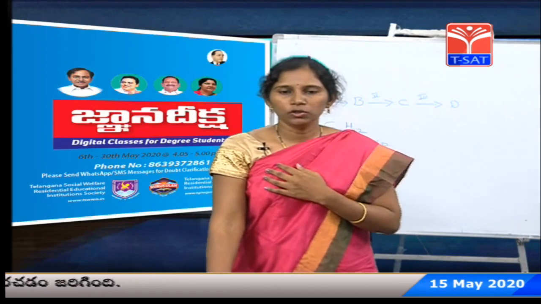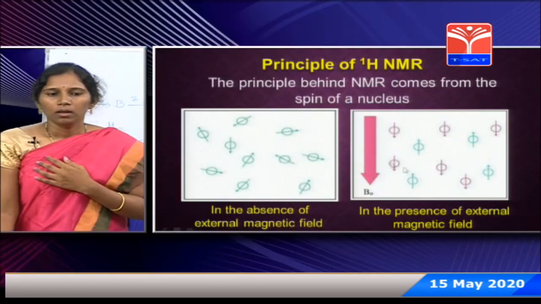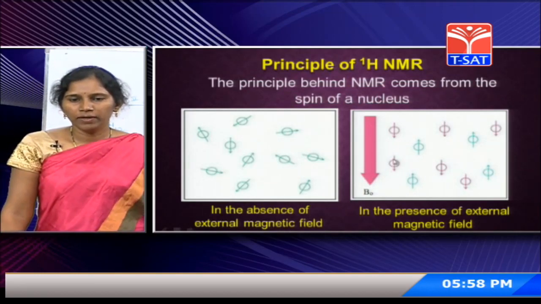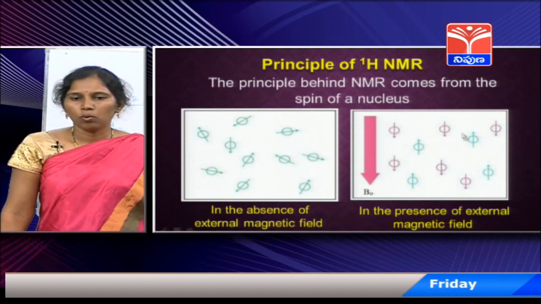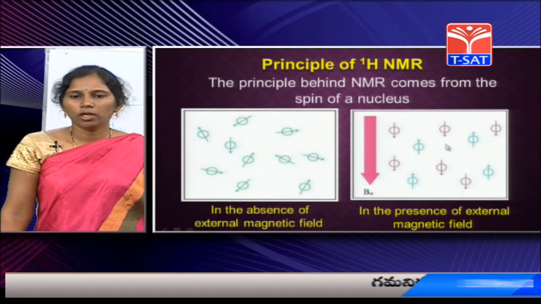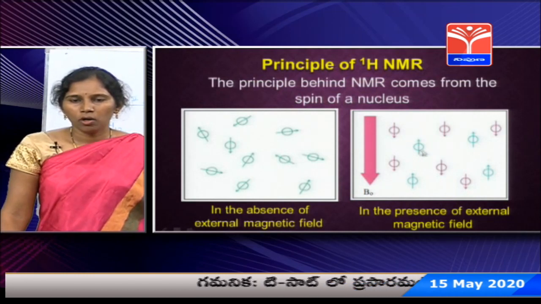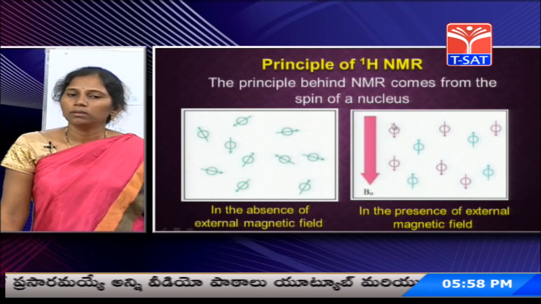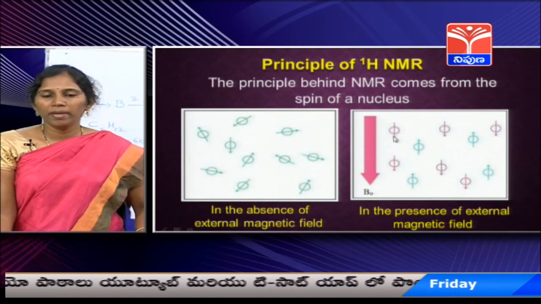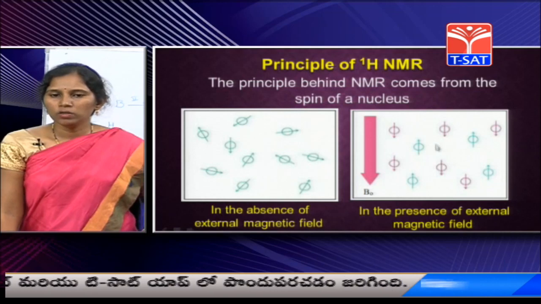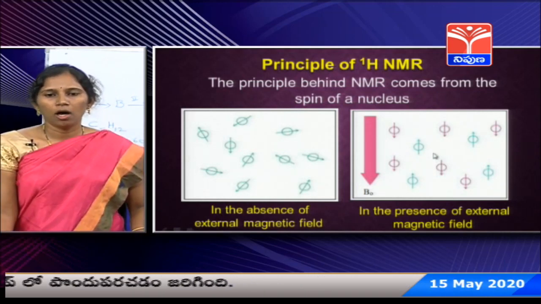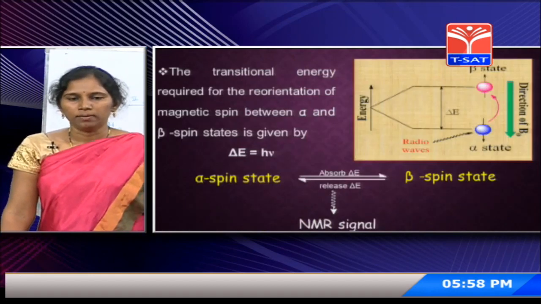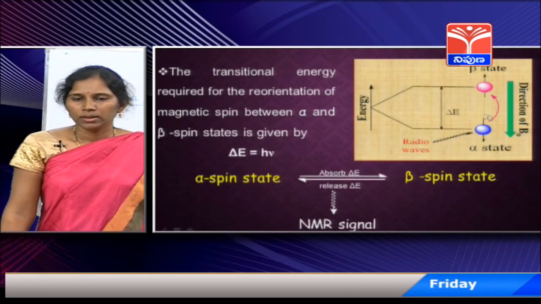Look at the screen, students. If you observe, this is the direction of external magnetic field and these are the spins oriented along with the field which are in pink color, and these are opposite to the field. Those nuclei which are present along the field are said to be in alpha state, and those which are opposite to the external field are said to be in beta state. Now, let us know more about this. Look at the screen, students.